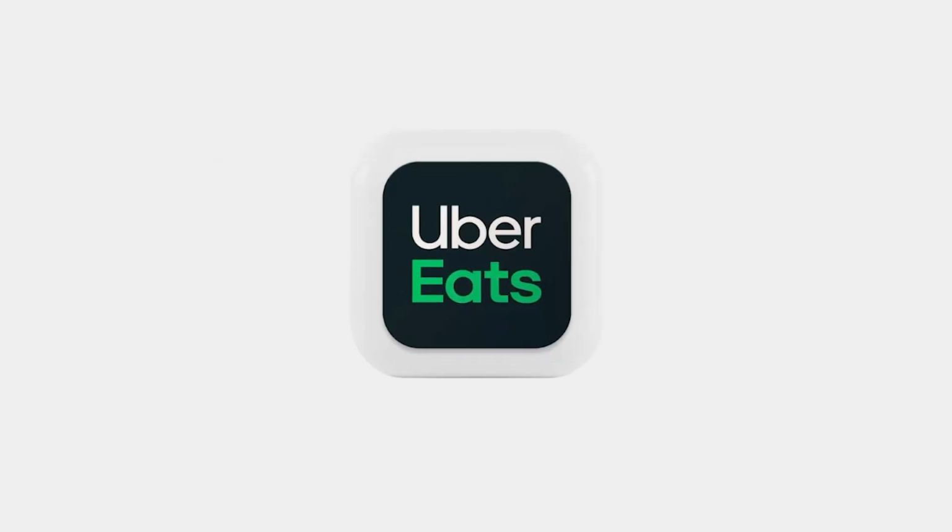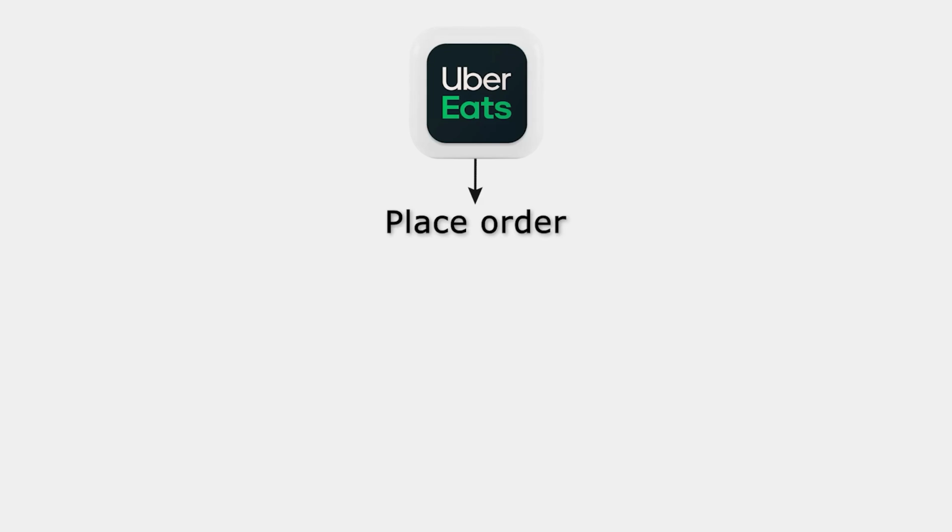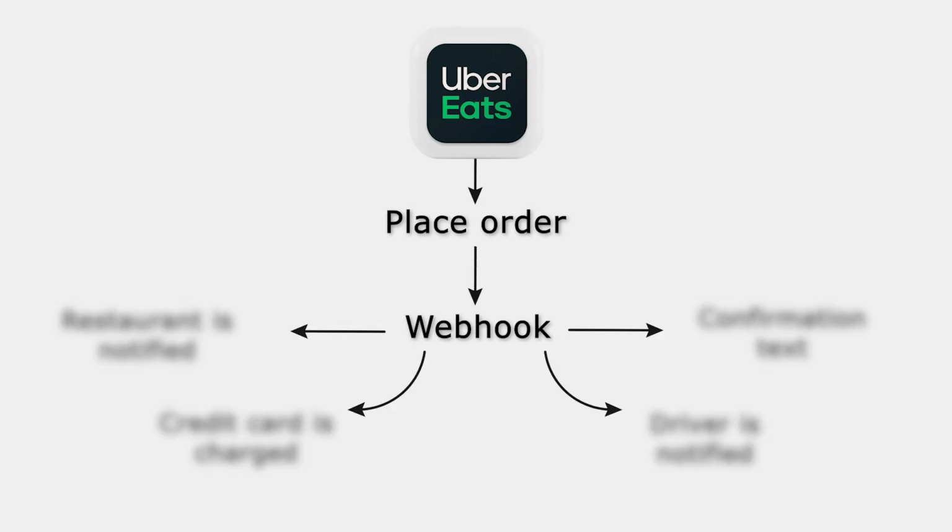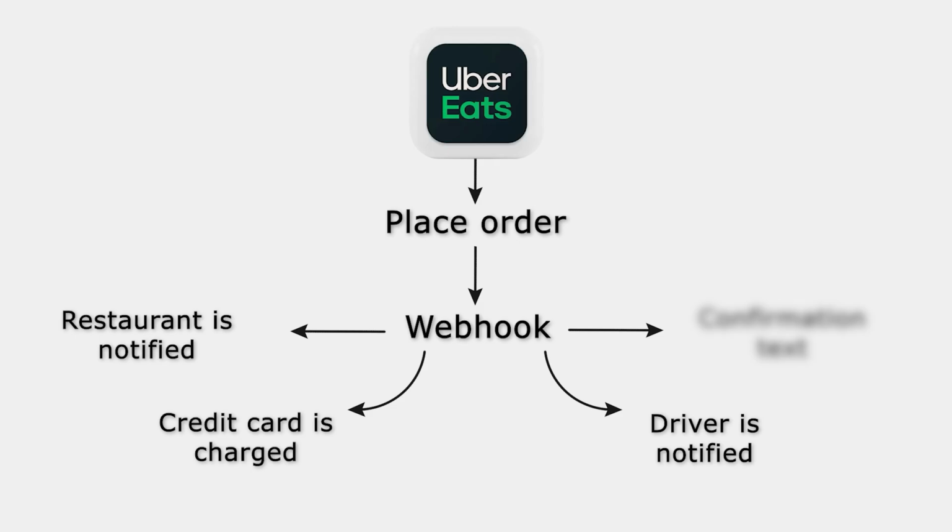Another practical example is Uber Eats. The moment you hit place order, multiple things happen instantly, right? The restaurant gets notified via a webhook, your credit card gets charged via a webhook, the driver gets alerted via a webhook, and you also get a confirmation text, again via a webhook.